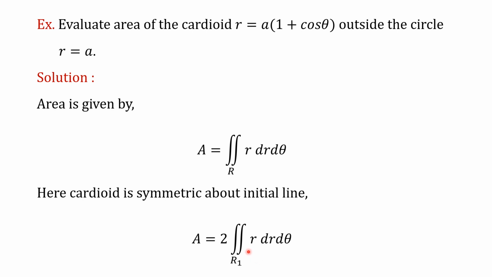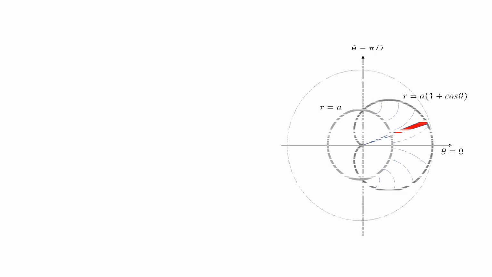Now, to obtain the limits for this double integration, we will consider this region R1. Consider the figure. This one is the required figure. This shape is the cardioid whose equation is r is equal to a into 1 plus cos theta. The second curve is the circle with center at origin and radius equal to a. This shaded part is the required region whose area is to be found. This is the region of the cardioid which lies outside of this circle. This is the region R.